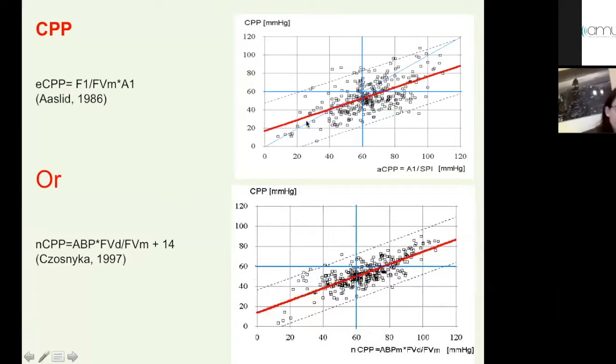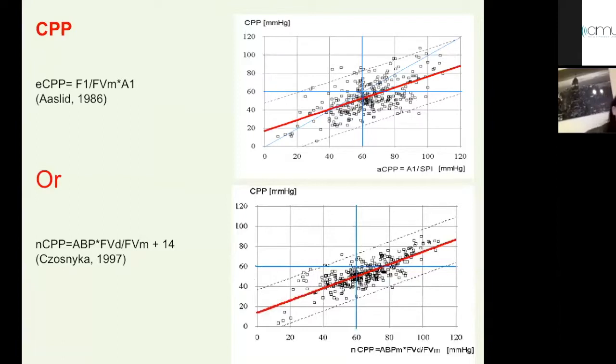Honestly, I have to tell you that you need a peculiar software to use this formula, and the relationship, except this paper which I'm showing you here, has never been confirmed by other authors. But actually in 1997, Professor Czosnyka and Piotr Smielewski tried to use another kind of formula.